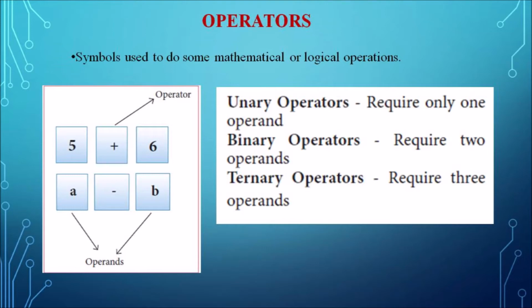In C++, the operators are mainly classified into three types based on the number of operands used in the expression. The first one is the unary operator. Unary means single, so it requires only one operand. Binary, bi means two, so it requires two operands. And the ternary operator requires three operands. So based on the number of operands, the operators are classified into three types.